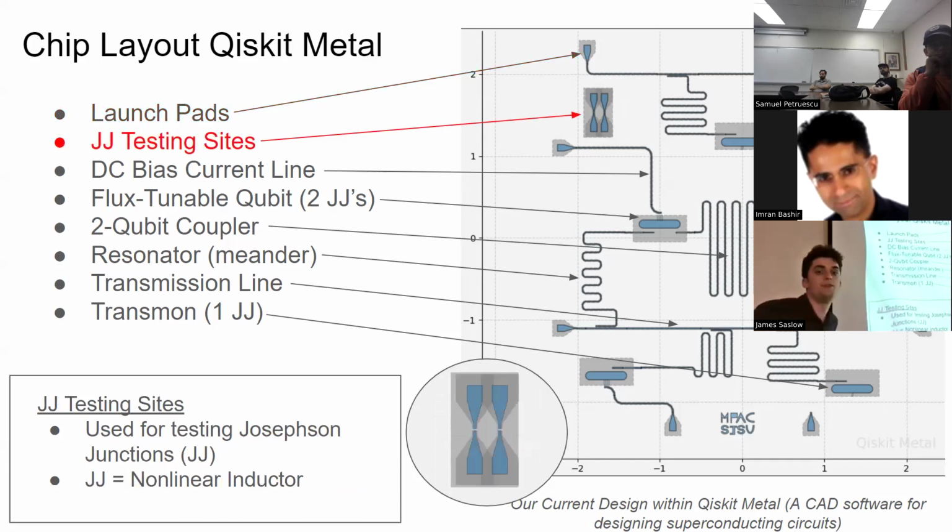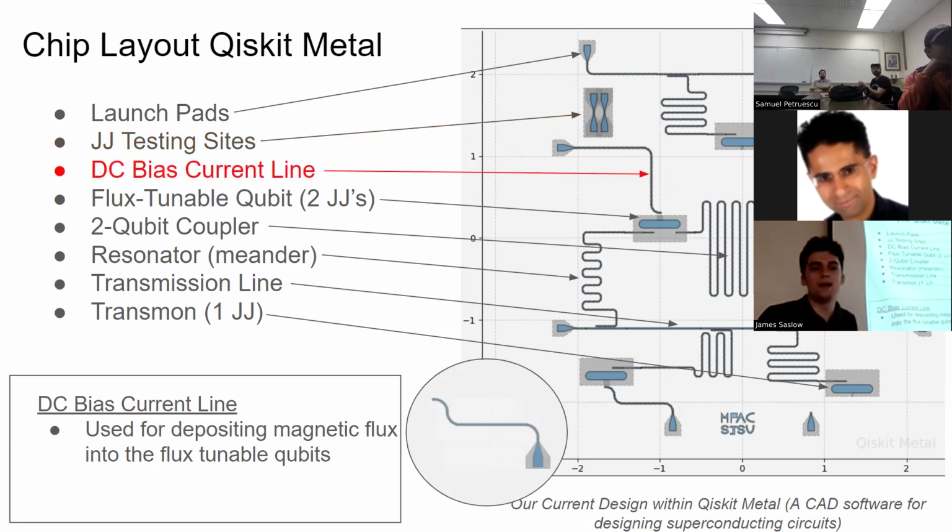Here we have Josephson junction testing sites. So here you can just put a Josephson junction in and run some signals through it and test it and make sure that it behaves like it should. And all a Josephson junction is, you can think of it as a nonlinear inductor. So does it behave like a nonlinear inductor? That's where you test it.